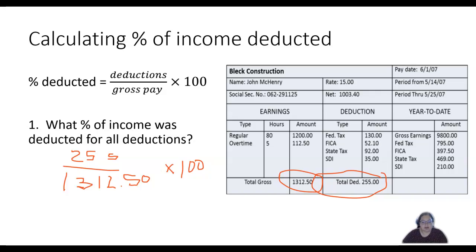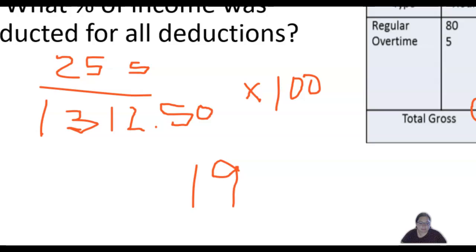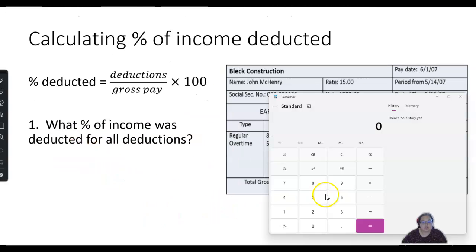and we can pull up our calculator here. So I get that 19.43% of John's income is being deducted for all of his deductions, for all of his taxes. Okay, 19.43%. So let's look at the next one.